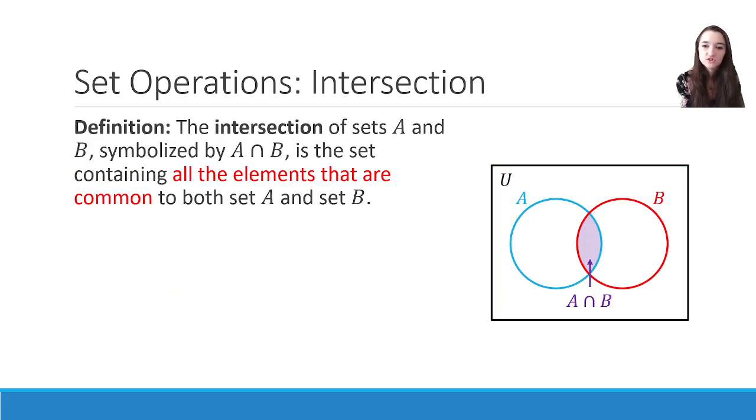Our next operation is called the intersection. So remember I talked about the intersection when I talked about disjoint sets, that disjoint sets have no intersection. Their intersection is the empty set. But in general, an intersection can be symbolized by what looks kind of like an upside down U, right? So A with this intersection symbol, this is read as A intersects B, is the set containing all elements that are common to both set A and B. So it's this area right here, it's region 2.